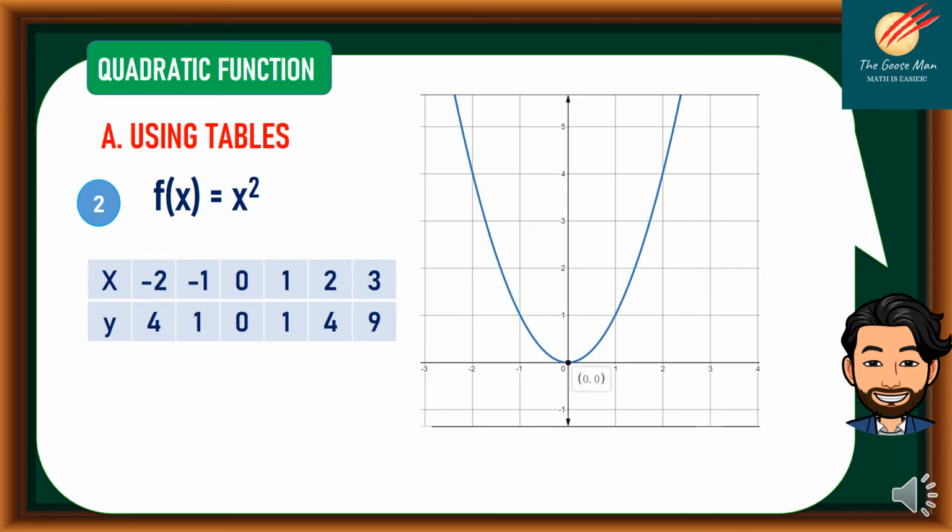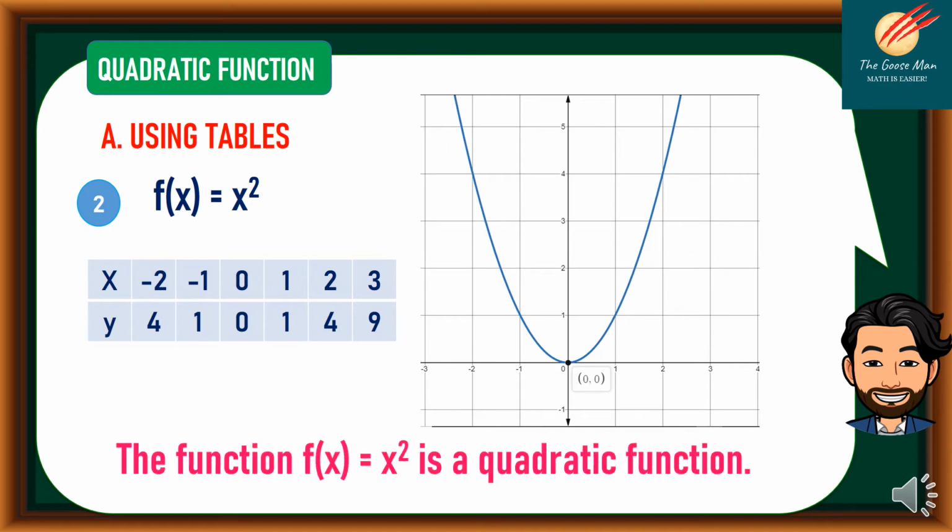If we graph the function f of x is equal to x squared using the table of values, we will come up with this illustration. If x is equal to negative 2, y is equal to 4. If x is equal to negative 1, y is equal to 1. If x is equal to 0, y is equal to 0. Then we simply continue the process. If x is equal to 1, y is equal to 1. For x equal to 2, y is equal to 4. If x is equal to 3, y is equal to 9. So this is the function f of x is equal to x squared, a quadratic function.